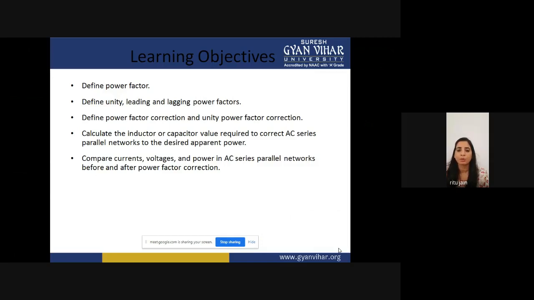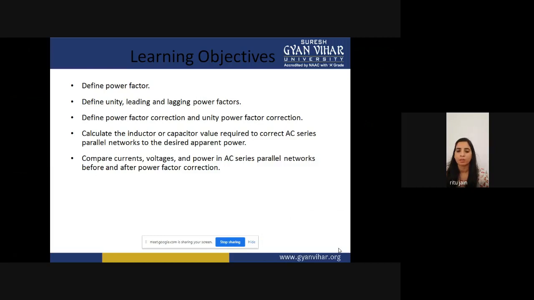In this lecture, we will discuss the power factor, how it can be controlled, and how it affects our power generation process or power system engineering. So these are the learning objectives.